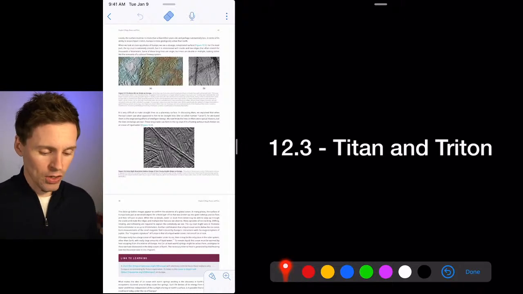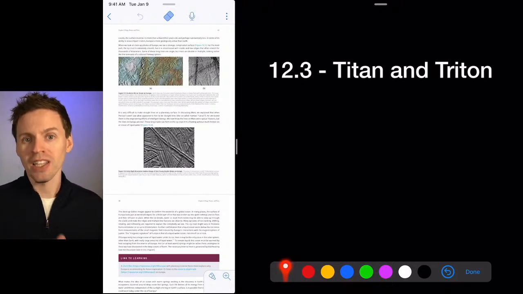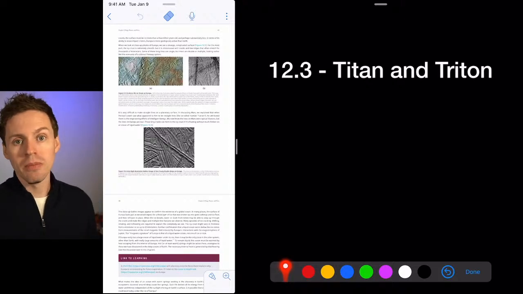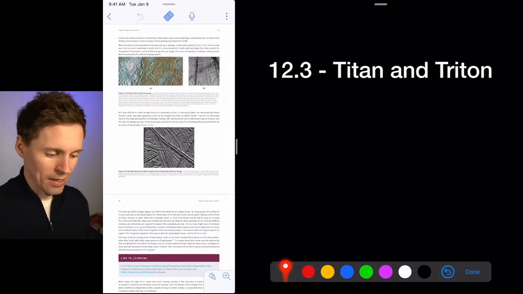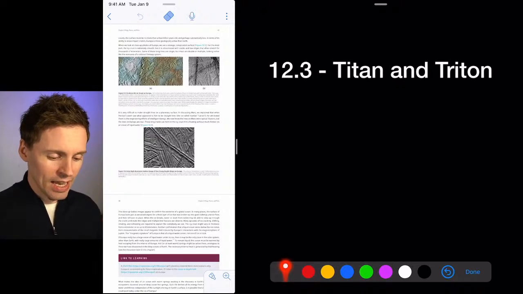Okay, Titan and Triton. All right, so just to summarize that Io thing, the tidal heating is a main theme in the solar system, so just take that away from it. Rubbing things generates heat. All right, Titan and Triton.